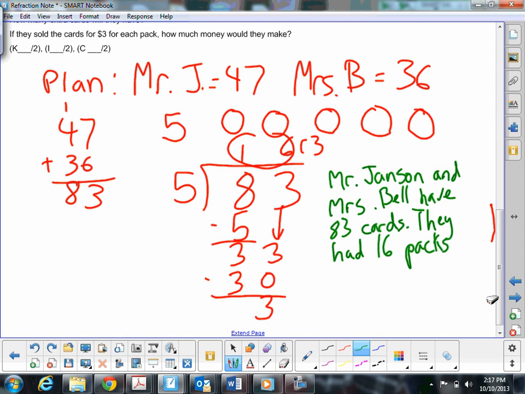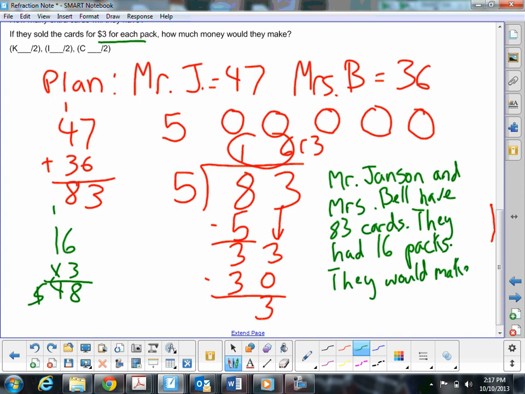And the last part, if they sold each pack, how much would they make? Well, we know that there's 16 packs with 3 left over, right? So 16 times 3: 3 times 6 is 18, carry the 1. 3 times 1 is 3, plus 1 is 4, so 48. They had 16 packs. They would make $48 in total.